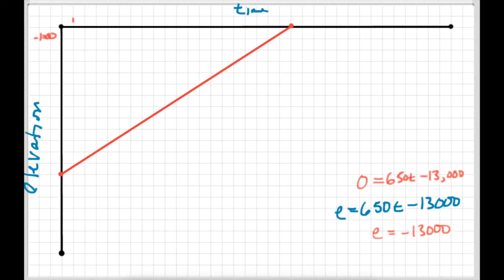So they want us to state what the intercepts represent. So here's our y-intercept. That's our starting depth, which is 13,000 feet. Here's our x-intercept, which tells us the time it takes to surface. It takes 20 minutes to surface.